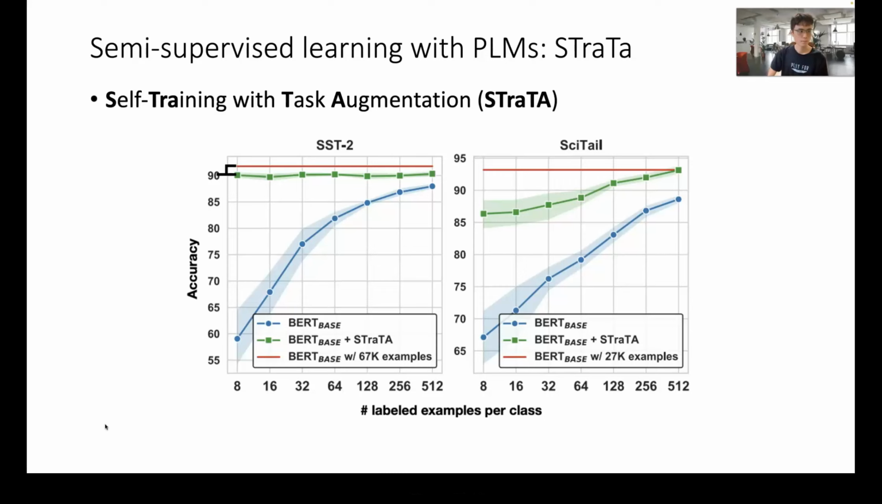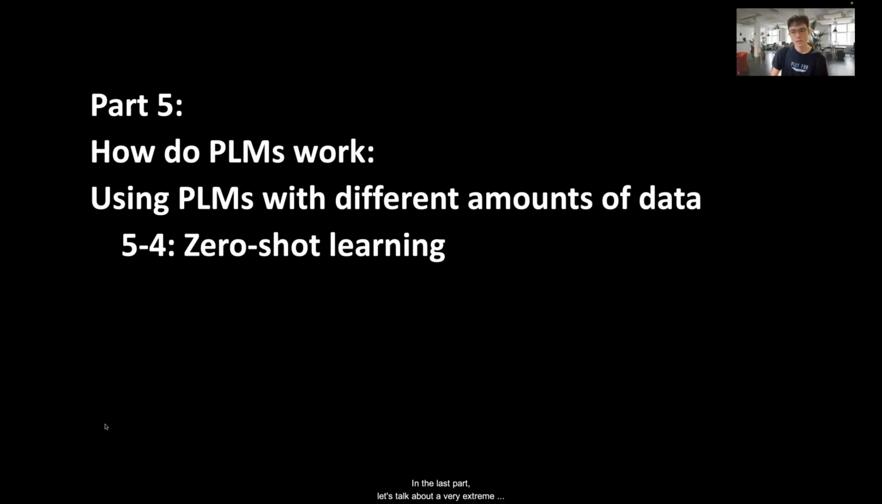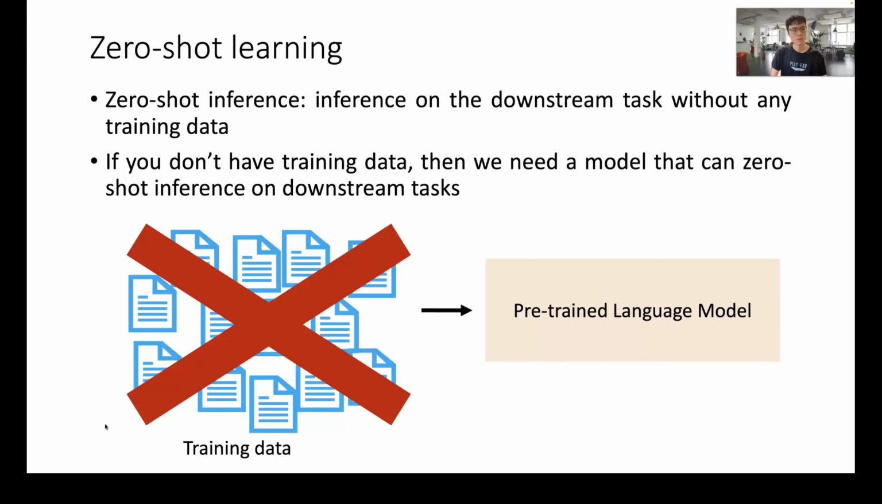In the last part, we are going to talk about a very extreme but realistic scenario: zero-shot learning. In zero-shot learning, we don't have any training data for the task. In this case, we need a model that can perform well on an unseen task without seeing any label data. The problem now becomes, how do we make a model to be able to perform zero-shot inference?